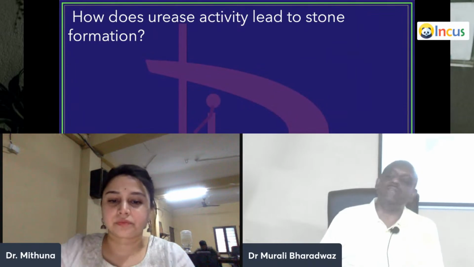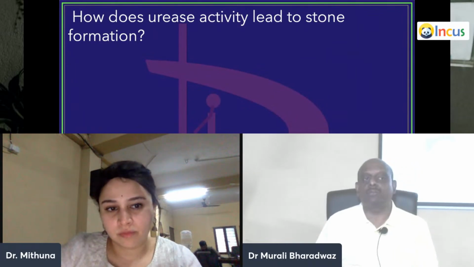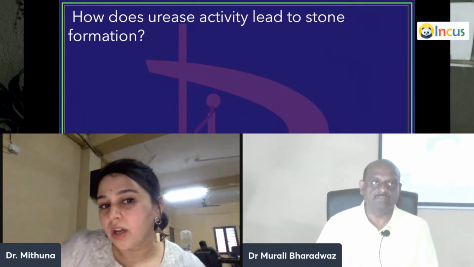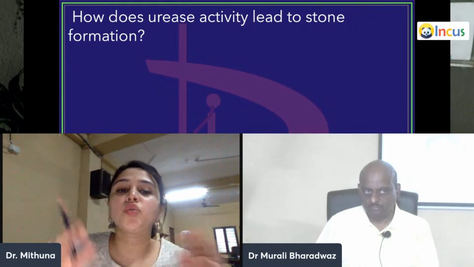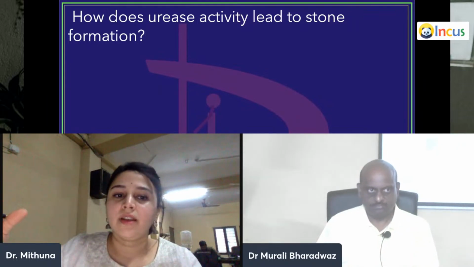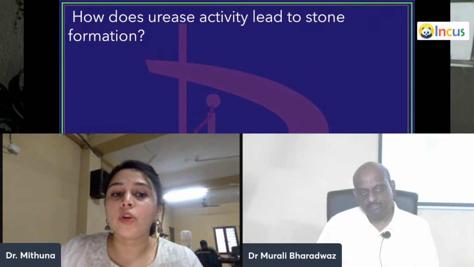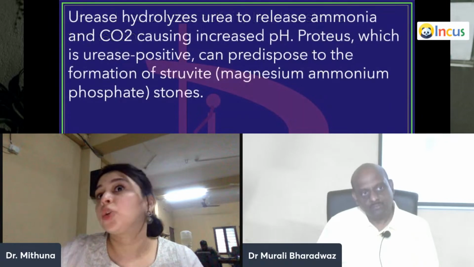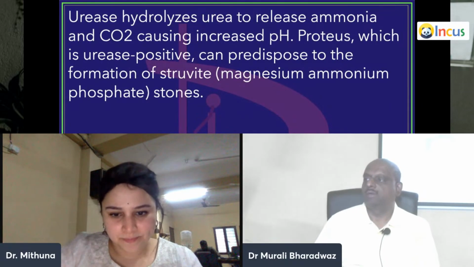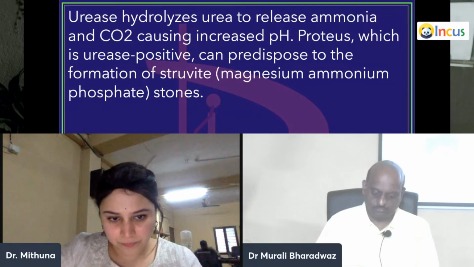How does urease activity lead to stone formation? Urease hydrolyzes urea to release ammonia, and that's what leads to formation of magnesium ammonium phosphate stones, called struvite stones, which especially happens with Proteus. Very good.